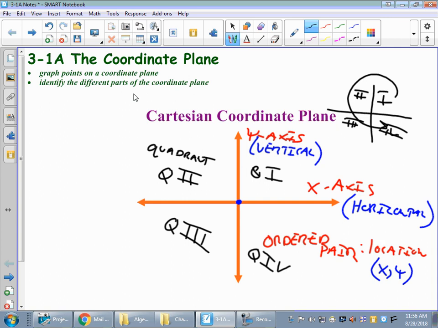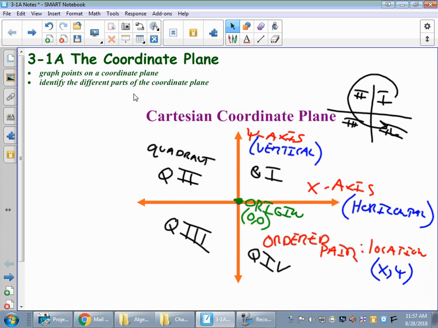And then the last term here so far is the origin. That's the starting point for plotting points. That's going to be right here, the origin. That's where we start to plot points. That's the point 0, 0. 0 for x, 0 for y. Okay? So far, so good.